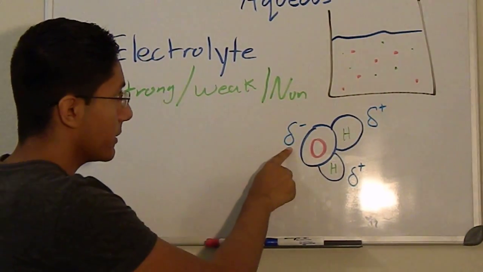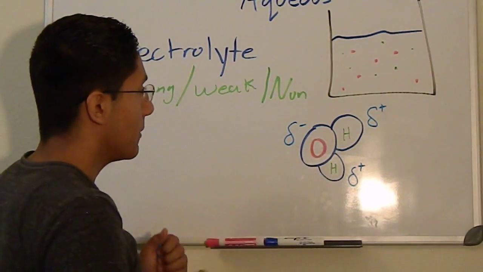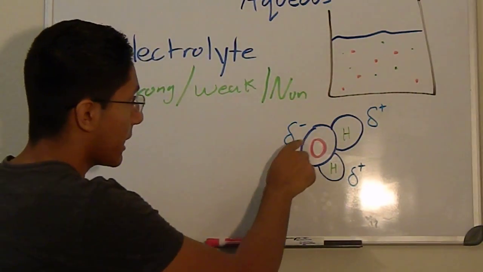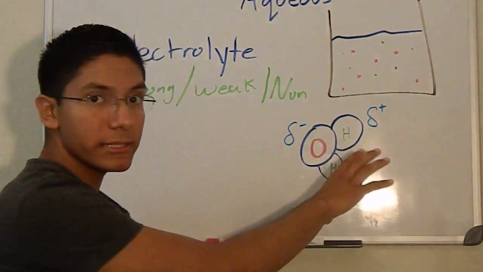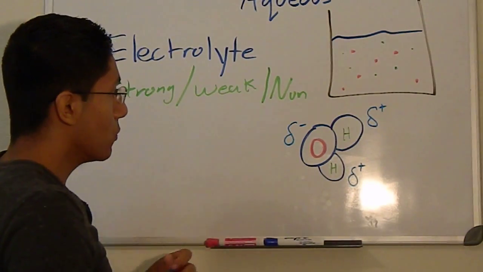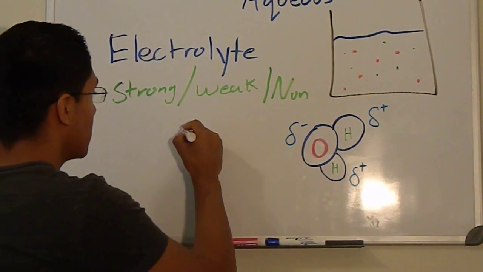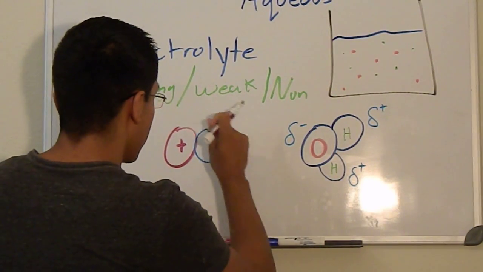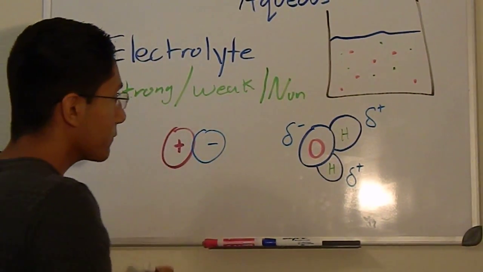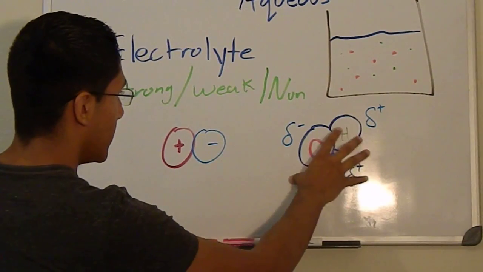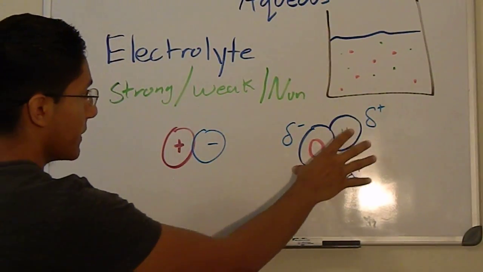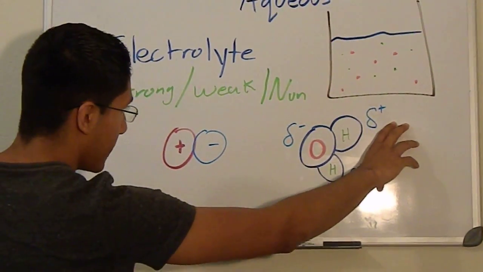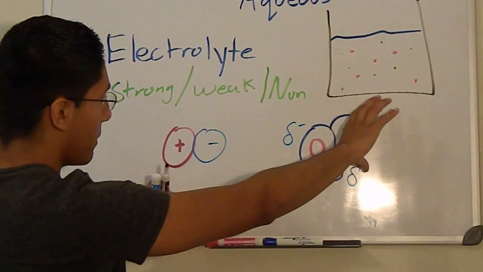This symbol here is delta, and sometimes the book says you can read it as slightly negative, and then slightly positive at this end. So when you have your ionic molecule, let's call this the plus end and this the negative end. The water molecule comes around and turns around, and with its negative end, the positive end is attracted to the negative and pulls it away.